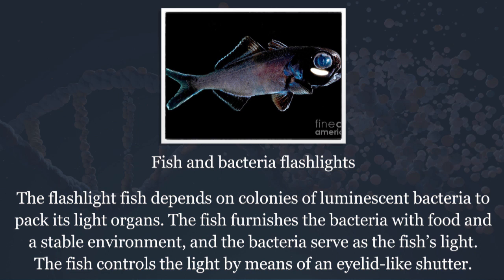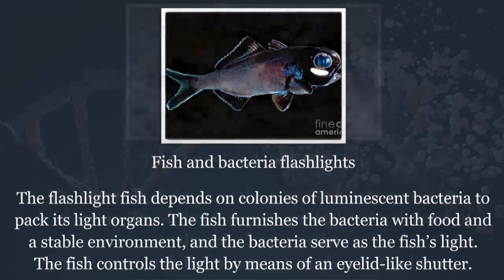Fish and bacteria flashlights. The flashlight fish depends on colonies of luminescent bacteria to pack its light organs. The fish furnishes the bacteria with food in a stable environment, and the bacteria serve as the fish's light. The fish controls the light by means of an eyelid-like shutter.